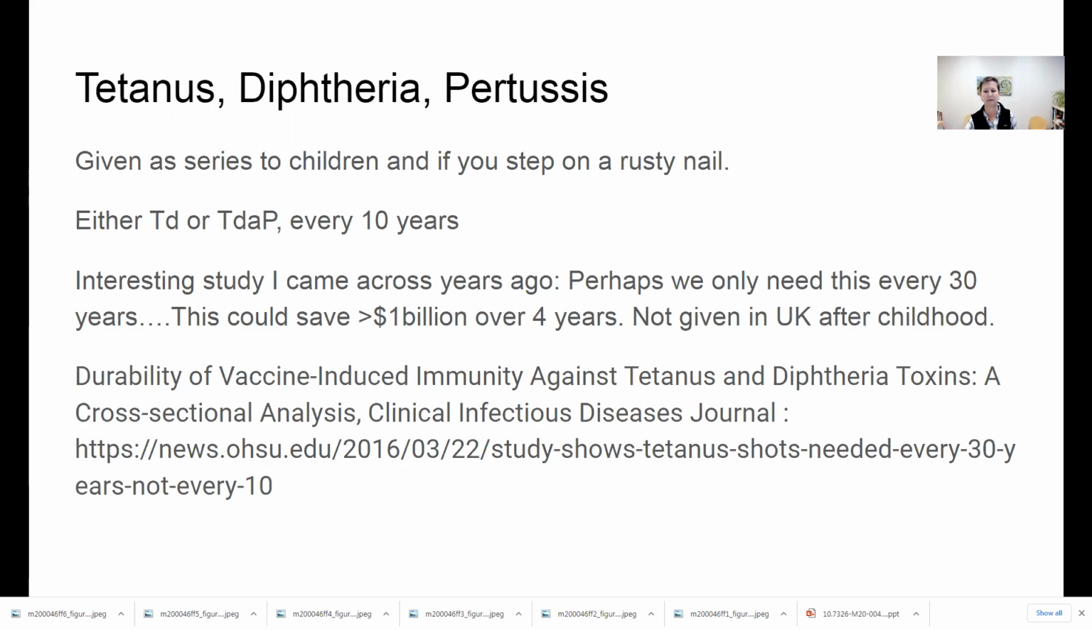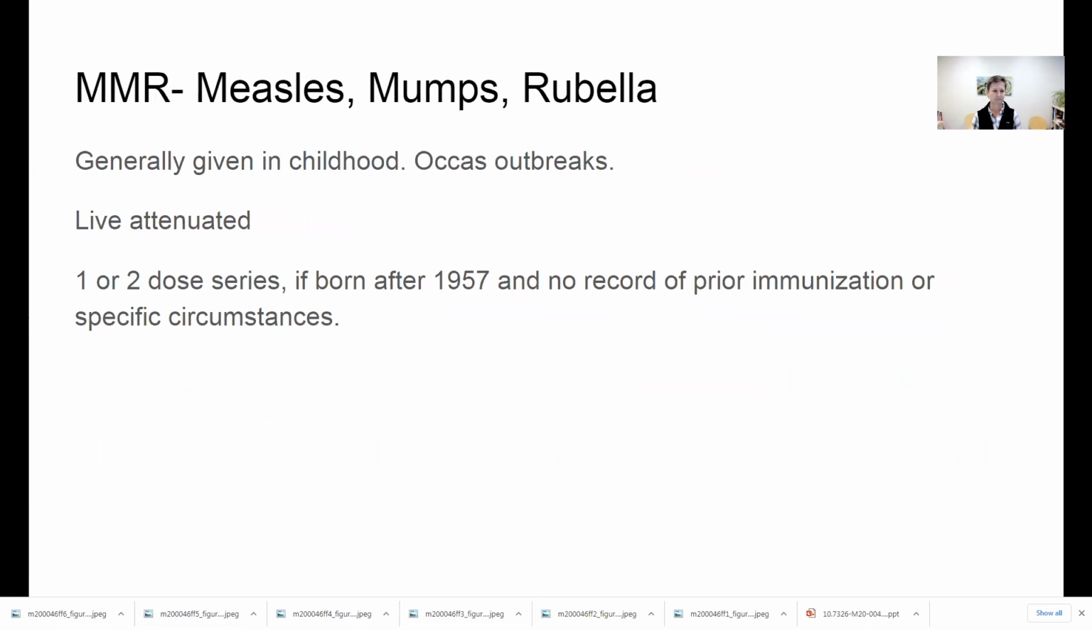Interestingly, I did put in here about this study. If we spaced out this tetanus and diphtheria vaccine, which I'm sure no vaccine manufacturer would want, it could save us over $1 billion over 4 years. And interestingly, it is not given in the UK after childhood. So that's really interesting. I linked to this study in here, which I think is interesting, and it didn't really get much press.